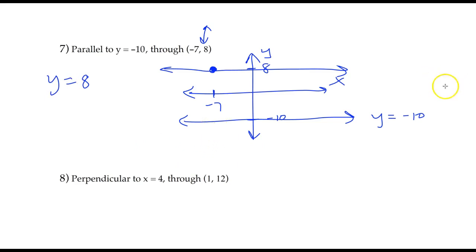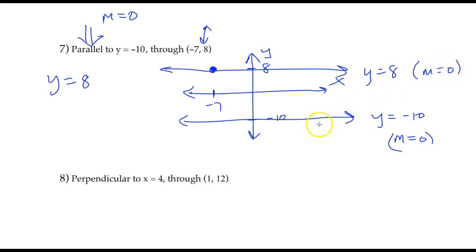If you think about it, y equals -10 is a horizontal line, so the slope of that line is 0. That means if I want the line I'm trying to find to be parallel, it must also have a slope of 0. And we see that y equals 8 does indeed have a slope of 0 as well, because it's a flat line.